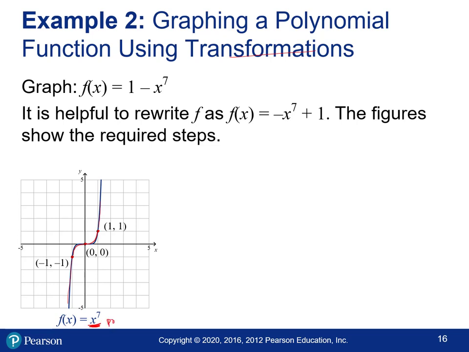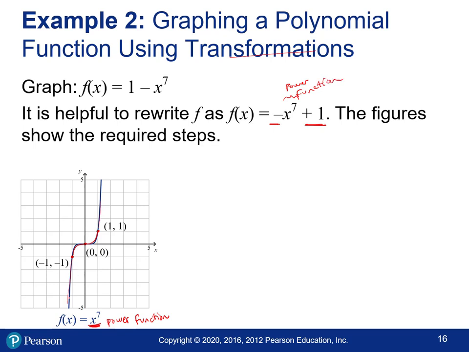This is what we were just talking about. This is a power function. But our polynomial has an extra piece to it. It actually has 2 extra pieces. It has a negative in front and a plus 1 in the back. So just this part was our power function. And now we're going to add the transformations to it.